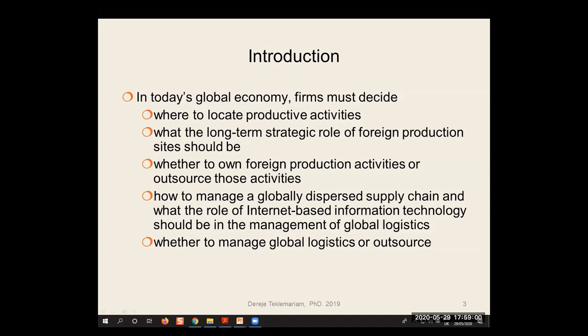So whether to own a foreign production or to outsource it, or how to manage a globally dispersed supply chain, what the role is of, for instance, information-based technology, marketing or management, or the global production system, even logistics, whether to manage global logistics or to outsource it. These are the key issues that companies are challenged to decide about in international business. It is all about global production and supply chain management.